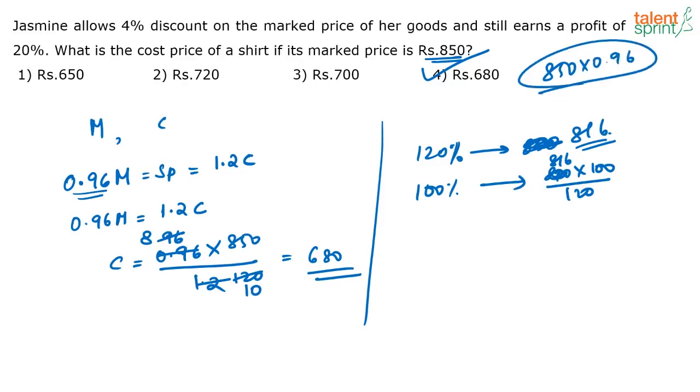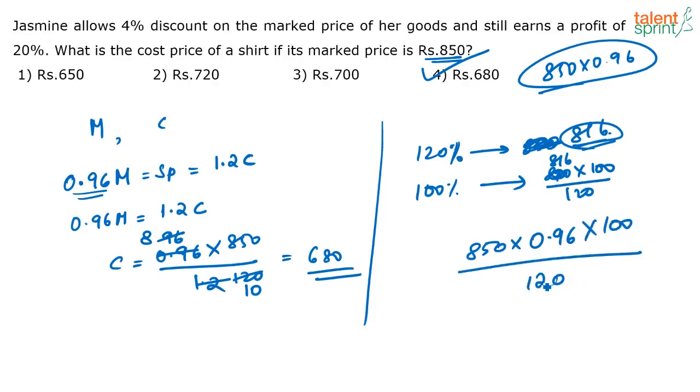Yes, better to keep it like 850 into 0.96. No, don't calculate this 816 because it is a waste of time, I would say. Because if you take it as 850 into 0.96, then it is easier for us. Here you have 1.2, whatever. So you can cut these two values like how I have done. That would be easier, instead of finding out 816 exactly.